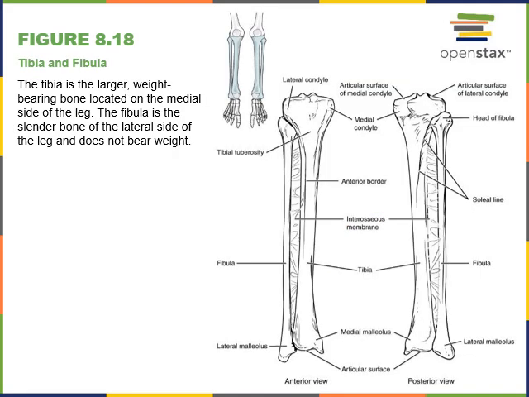Here we see an illustration of the tibia and fibula. The tibia is the large, long bone located in the medial crural region, in the medial leg. There are medial and lateral condyles, smooth articular surfaces of the tibia that articulate with the femoral condyles.